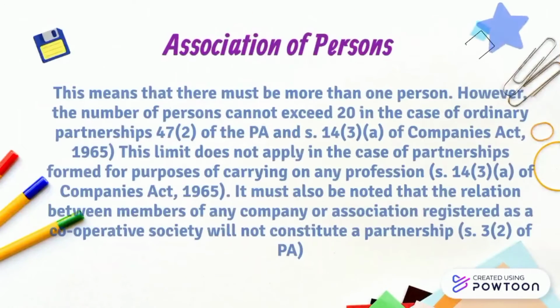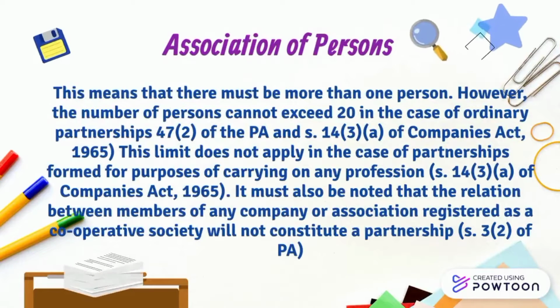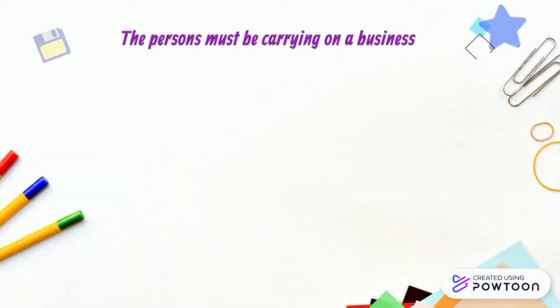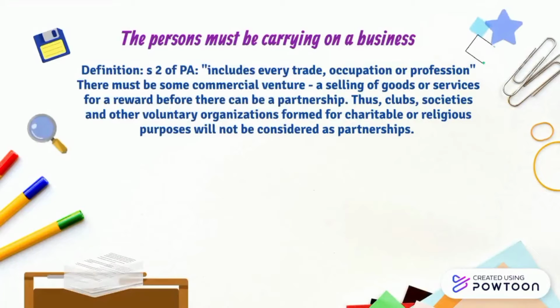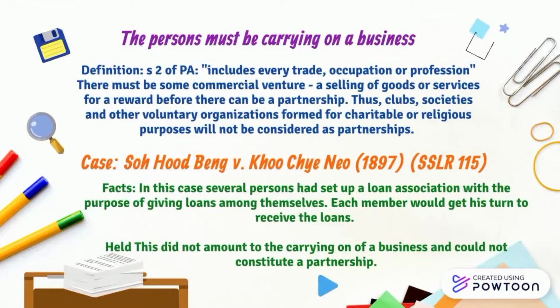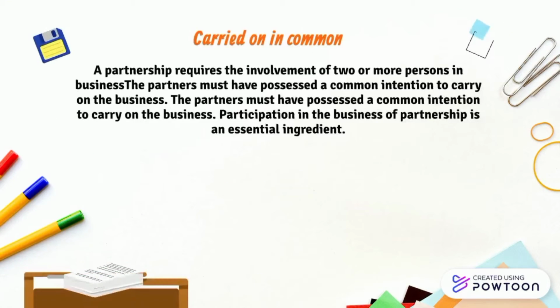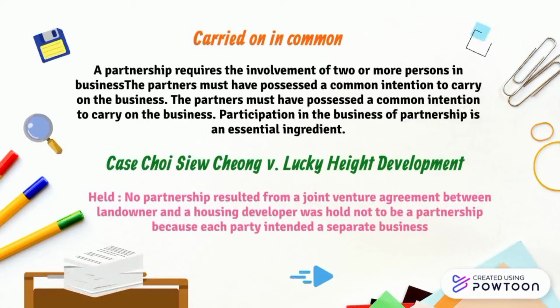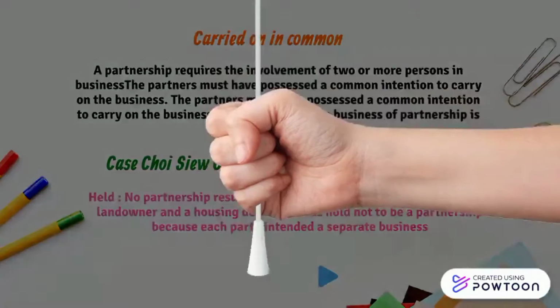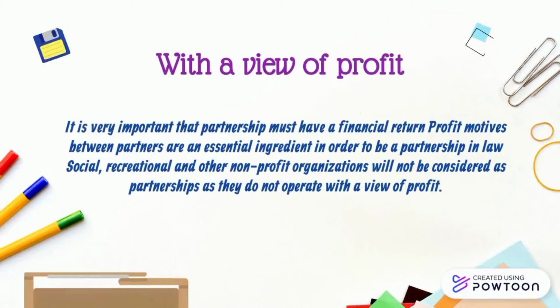The first one is the association of persons. And the second element is the persons must be carrying on the business. The third element is carried on in common. Last but not least is the with a view of profit.